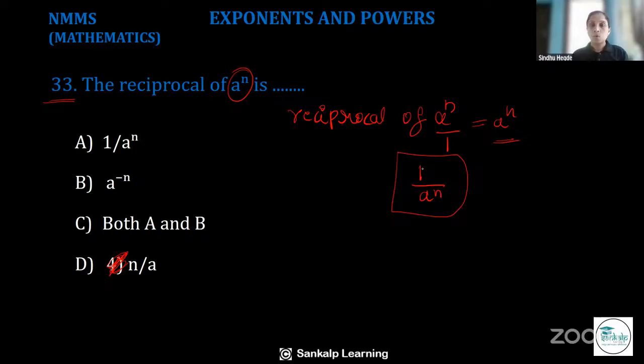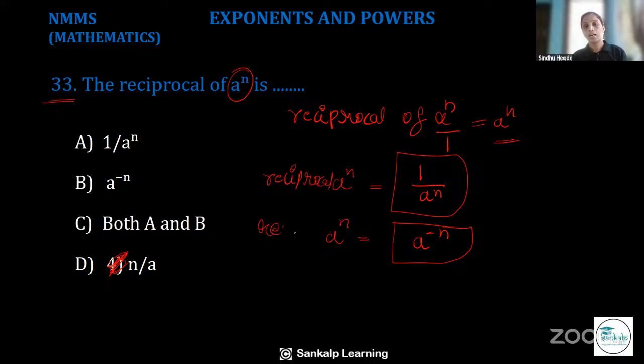Another way is that 1 by a raised to n is nothing but a raised to minus n. This is also the reciprocal of a raised to n. So the reciprocal of a raised to n can be written in two ways. Both are the same, or we can choose any one and write. But two ways are there: 1 by a raised to n and also a raised to minus n.